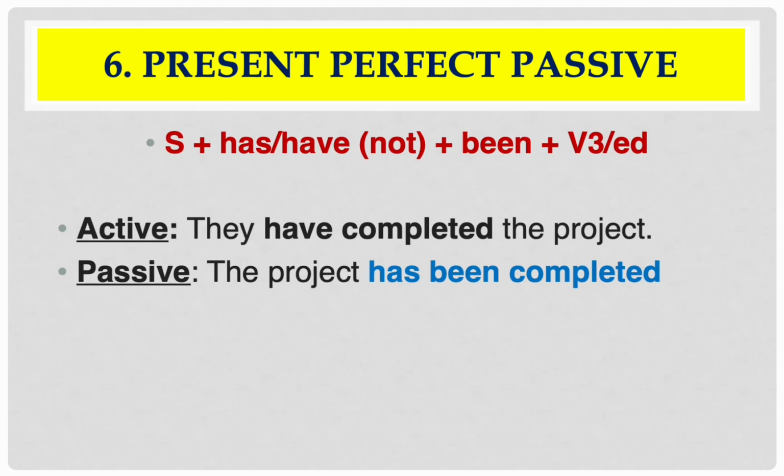Present perfect passive. Subject plus has, have, been plus past participle. Example. Active. They have completed a project. Passive. The project has been completed. The original subject, they, can be omitted if not necessary.